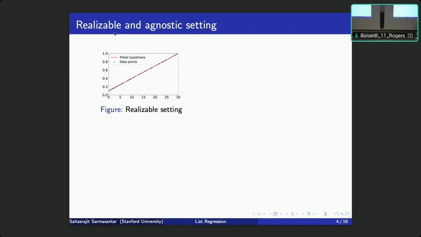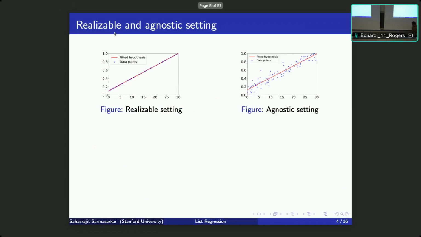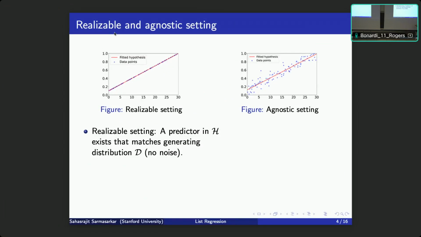As it's familiar to most of you, you can have 2 settings which are very popular here. You have the realizable case, and you can have the agnostic case. From the diagram, it's clear that in the realizable case, you have a predictor which exactly matches the generating process. And in the agnostic case, you do not have that. The agnostic case is more popular because it doesn't require any assumptions.